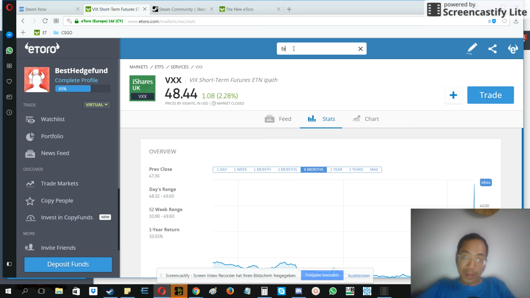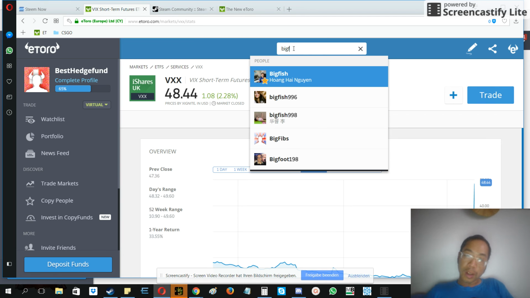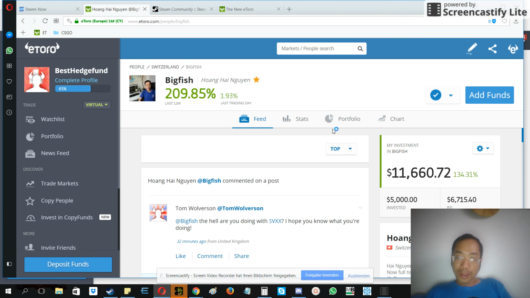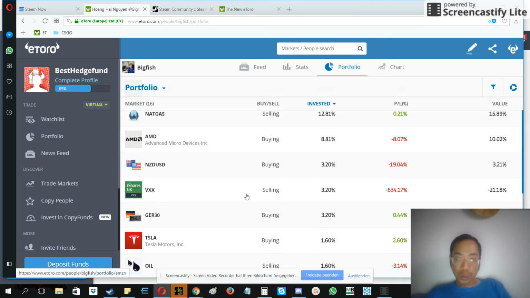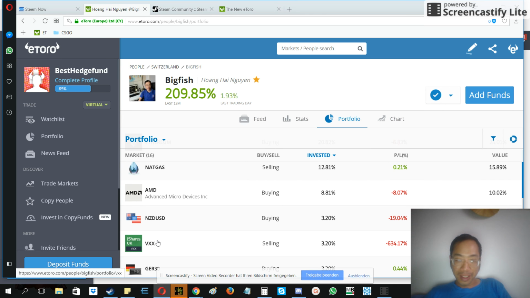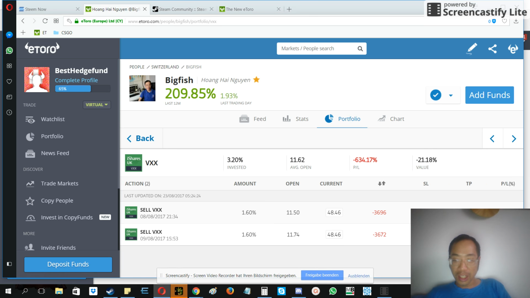When we look in my trading portfolio, you can see right now I have 2 positions on the VIX. And you see right now the position is minus 600% in a loss, which isn't actually possible, because it should have hit stop loss. Right now you see the current open position.